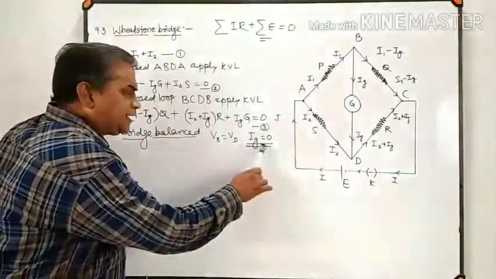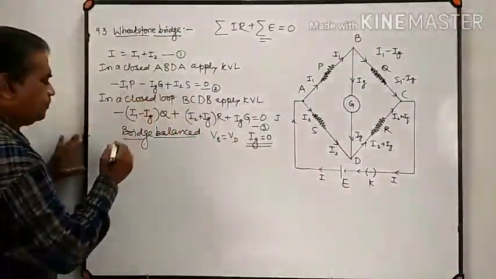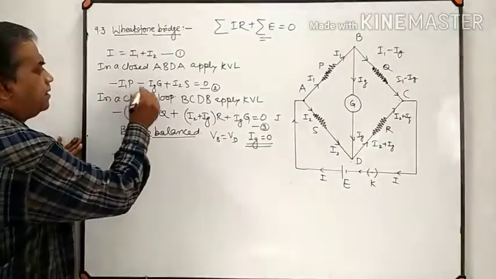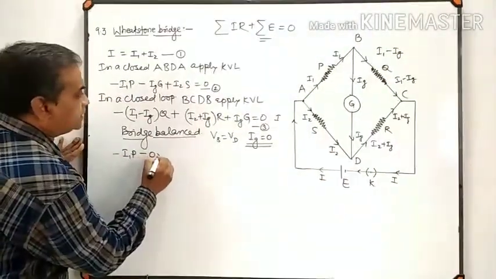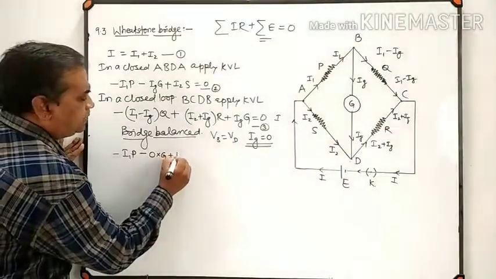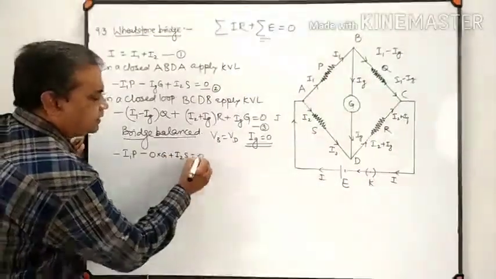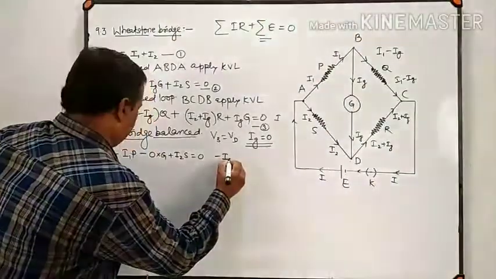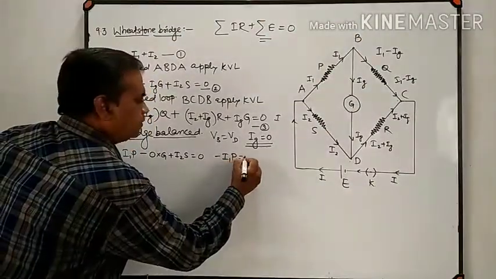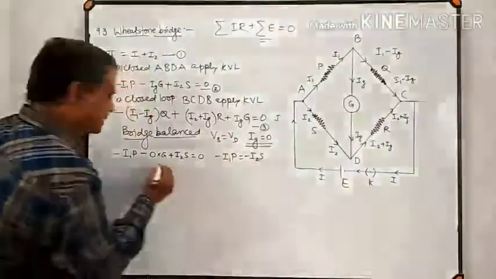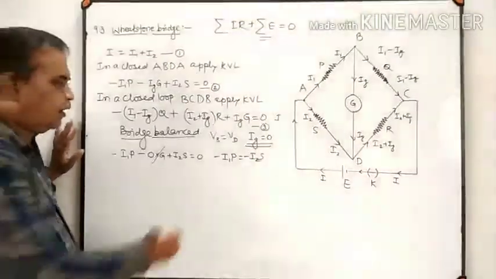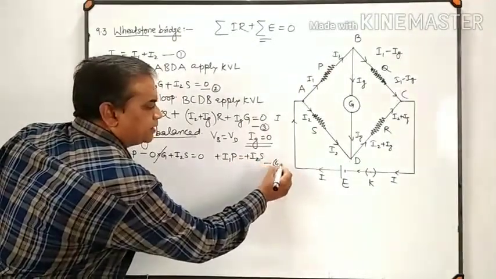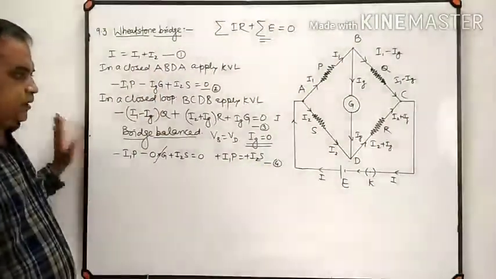So put Ig equal to 0 in equation number 2, we get minus I1 into P minus 0 into G plus I2 into S is equal to 0, or minus I1 P is equal to minus I2 into S. This term becomes 0, or I1 into P equal to I2 into S. This is equation number 4.